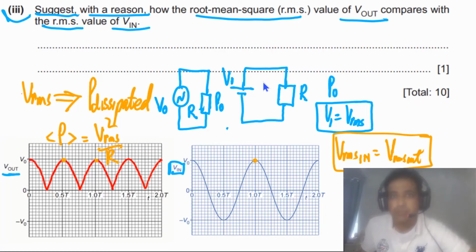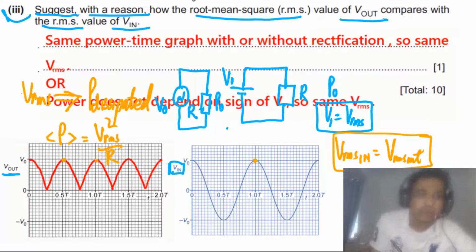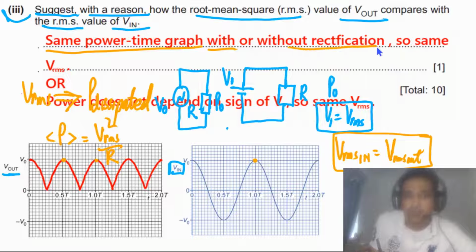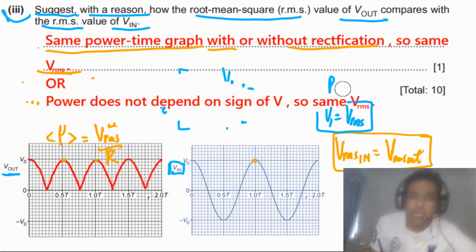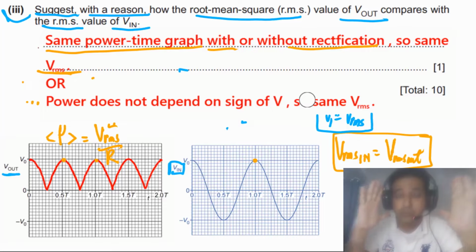I hope this point is clear to you. So now let me show you the answer. In your answer, you can write down these points. You can mention same power time graph with or without rectification. So same VRMS. You can say power does not depend on sign of V. So same VRMS. So that's all for this video, and these two questions we have discussed in detail. I hope these two questions are clear to you.